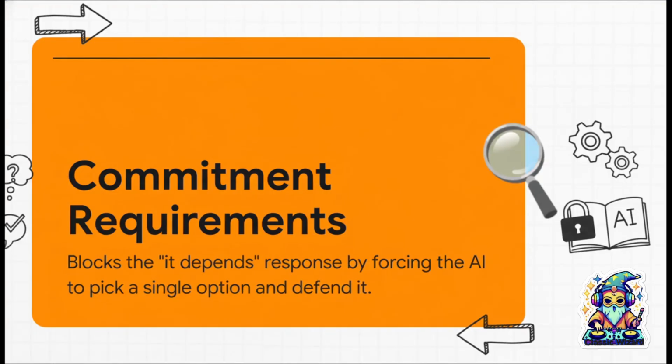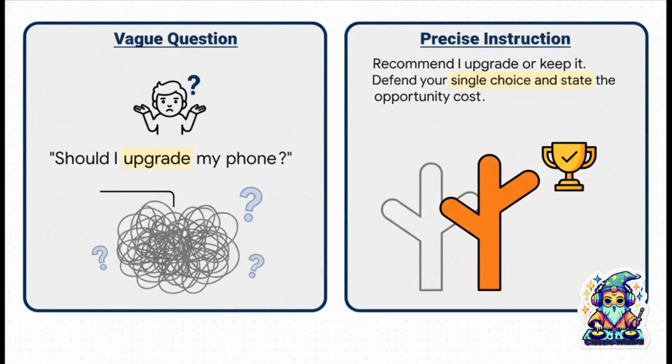First up, the commitment requirement. This is your number one weapon against wishy-washy AI. Instead of just getting a list of pros and cons, you force the AI to plant a flag, pick a side, and then argue for why it's the right choice. It makes neutrality impossible. Just look at the difference here.